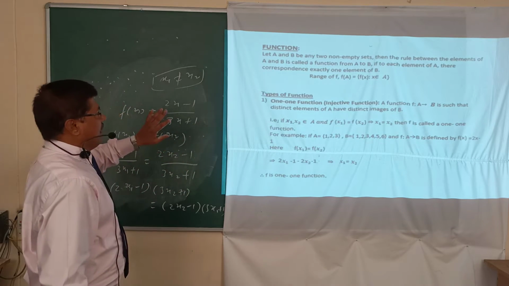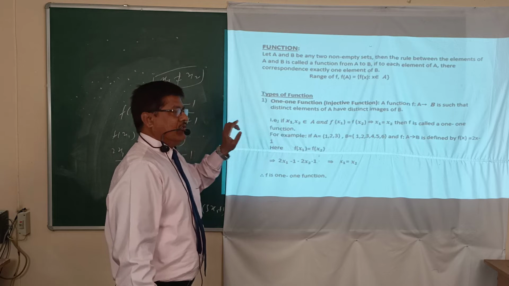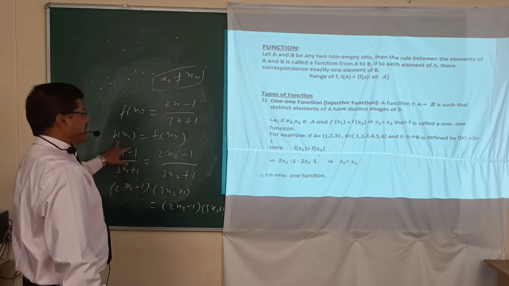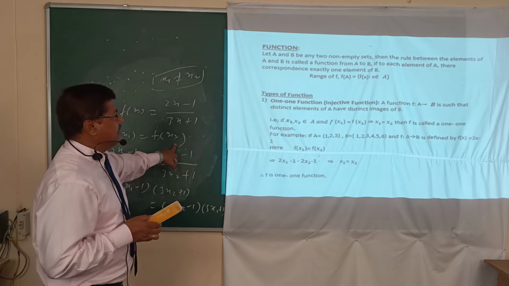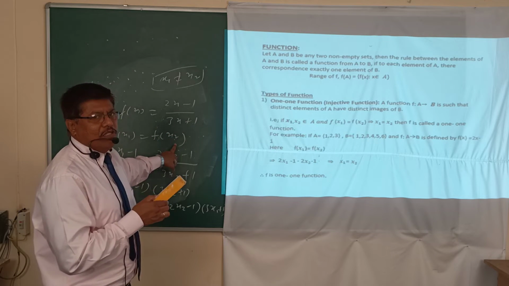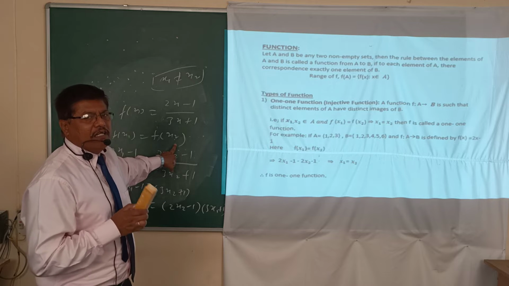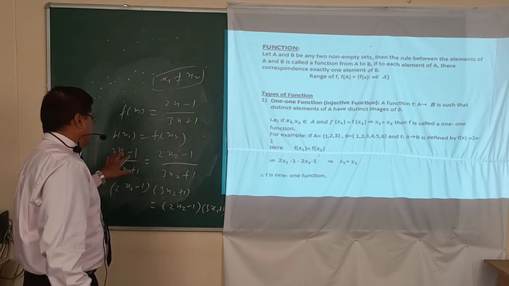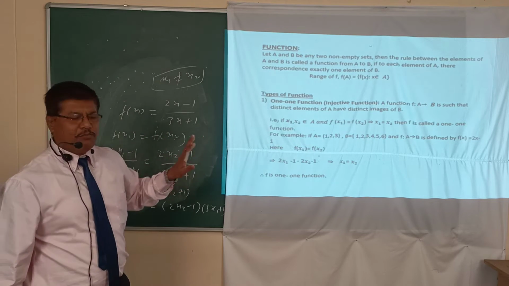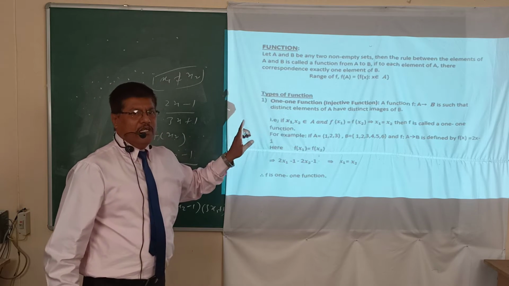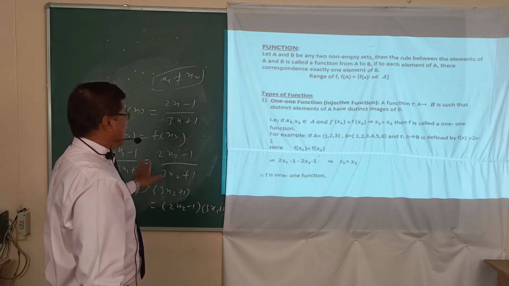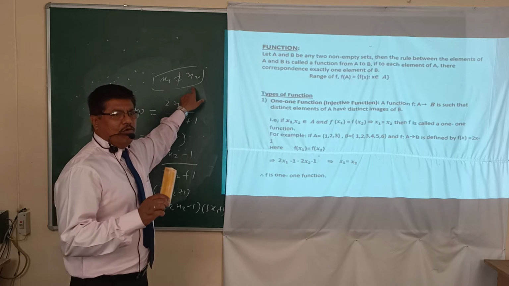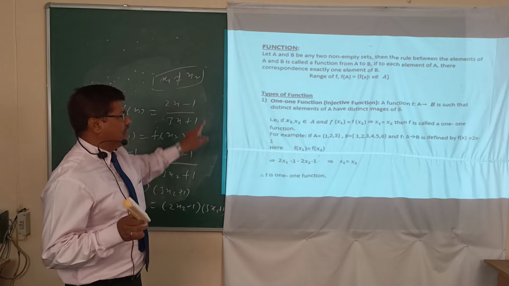Once again I am saying, if the function is one-one, you will follow this process: f(x1) is equal to f(x2), in which x1 and x2 both elements belong to set A and they are natural numbers. If in this function x1 is equal to x2 is proved, then you can say it is one-one. If by mistake x1 is not equal to x2, then that function is a many-one function.